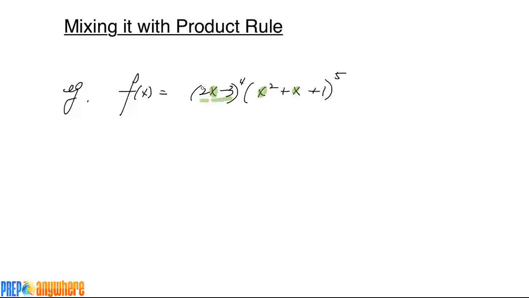That's a very simple operation. So that's one function, 2x minus 3. And after that, we raise to the power of 4. So this is 1, and that's 2. It's one chain rule.